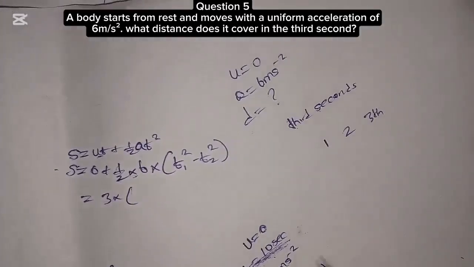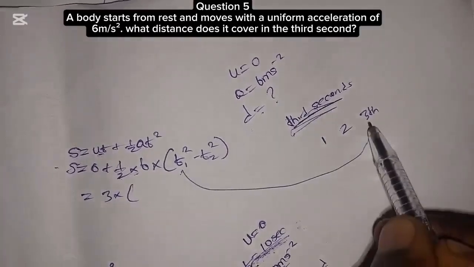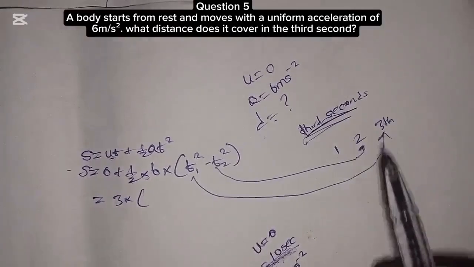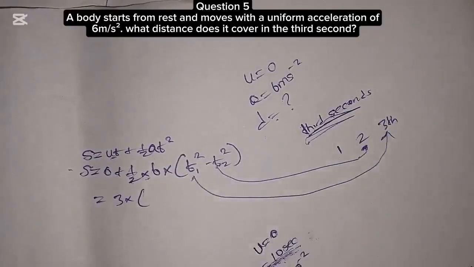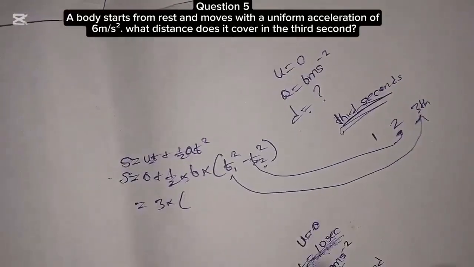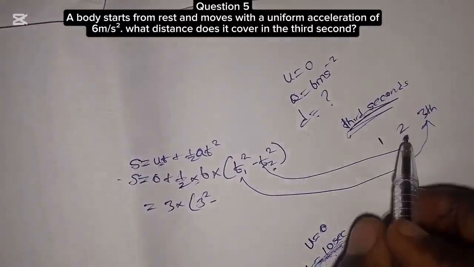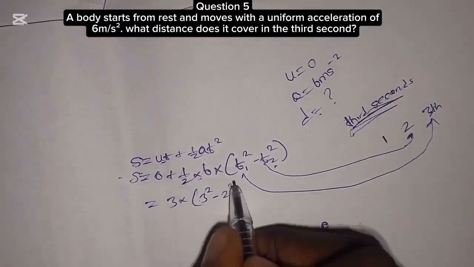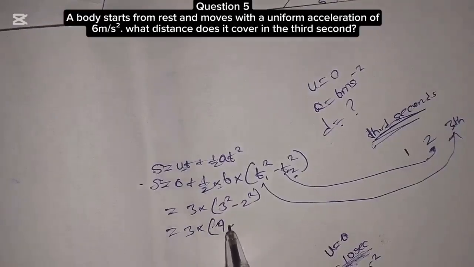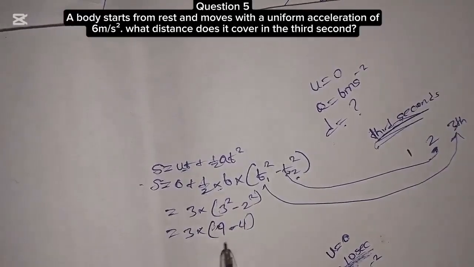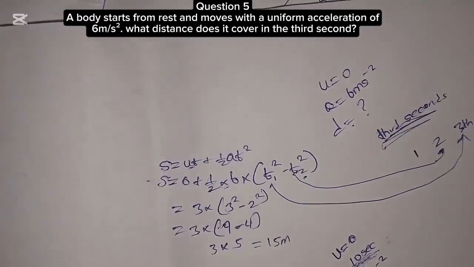Now, since they say look for the distance in the third second, our T1 will be 3 and our T2 will be 2. If they say look for the distance in the 4th second, our T1 will be 4 and our T2 will be 3. So it's very easy. T1 is 3, so 3 square minus T2, which is 2 square. So it equals 3 times bracket open, 9 minus 4, bracket close. 9 minus 4 is 5, and 5 times 3 is 15. So the distance is 15.